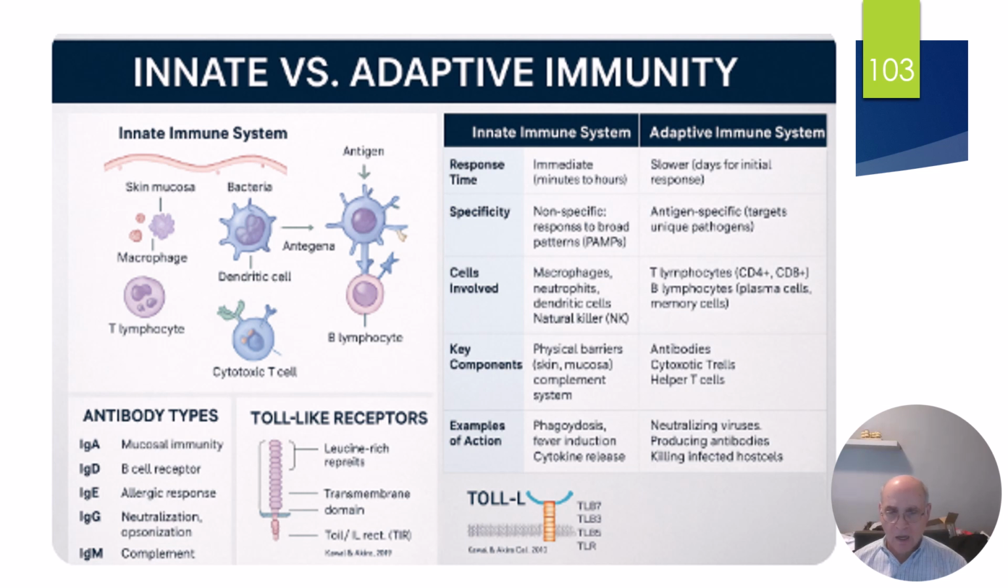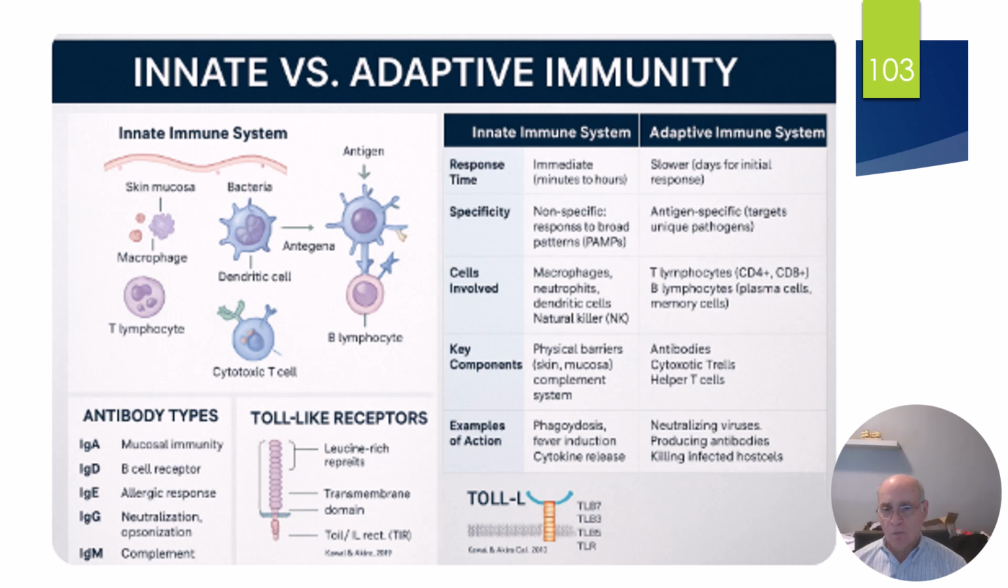So as I said, the key components are physical barriers, the skin, the mucosa, the complement system, and once again, very fast acting, no memory, as opposed to the adaptive immune response, which is slower, but it's more over time, has memory.